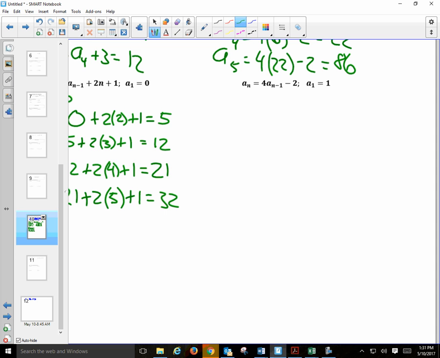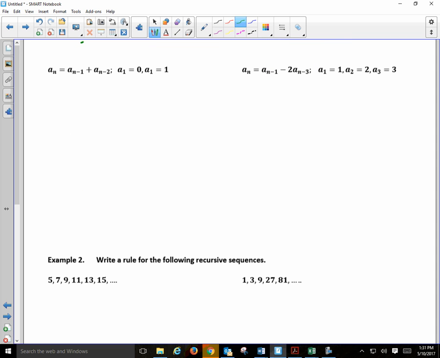Let's flip it over. Let's skip that one. This is the one mistake on the sheet. It should read a sub 2. A sub 1 is 0. We have a sub 2 is equal to 1. How do I find a sub 3? You plug in 3, and you get a sub 2 plus a sub 1.